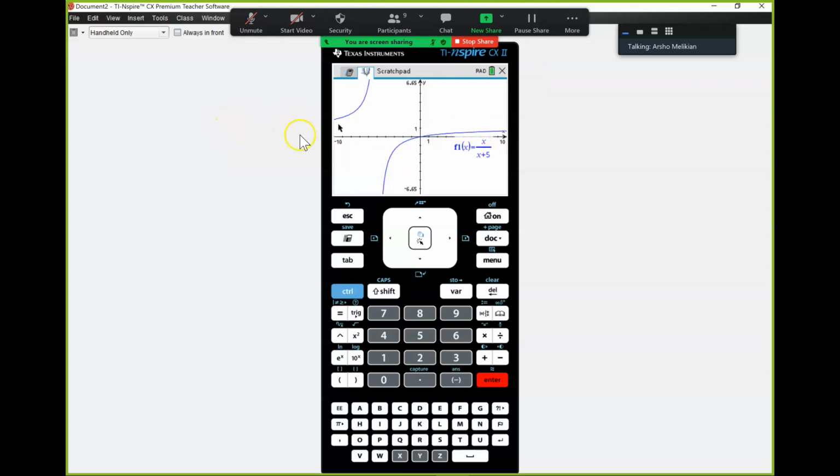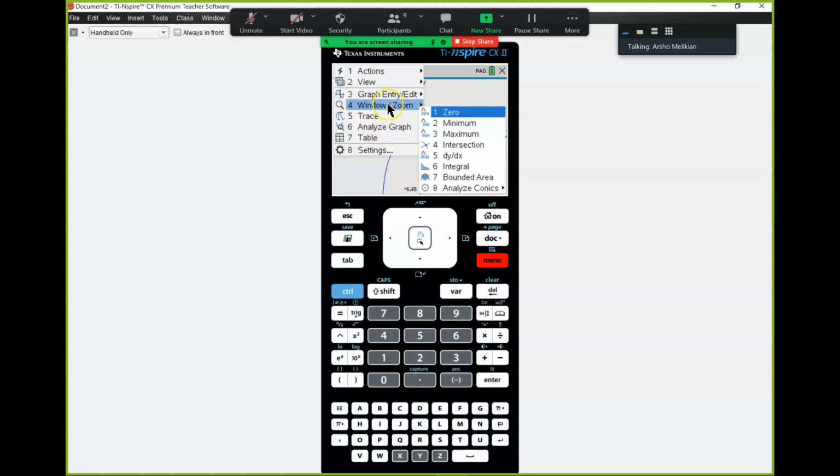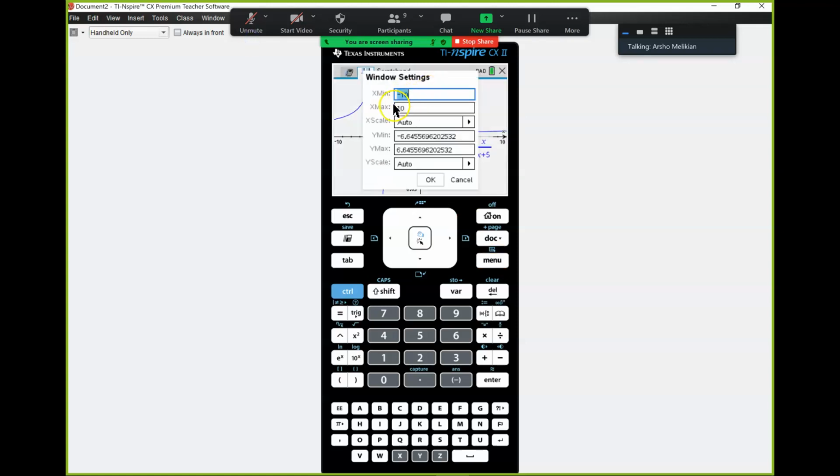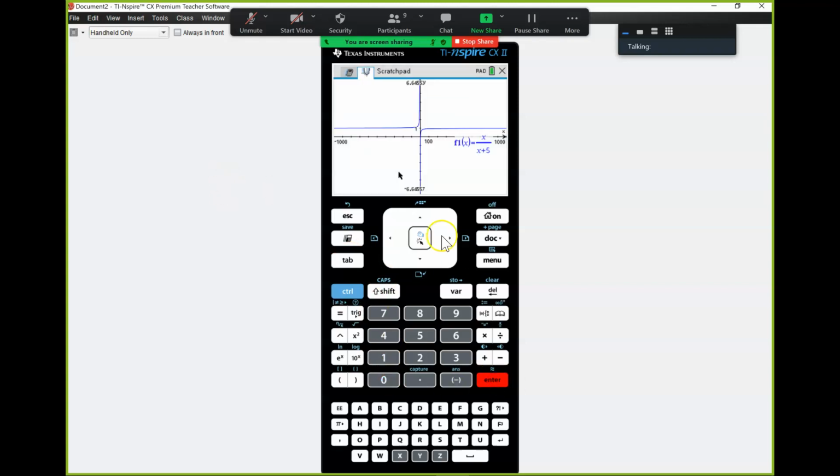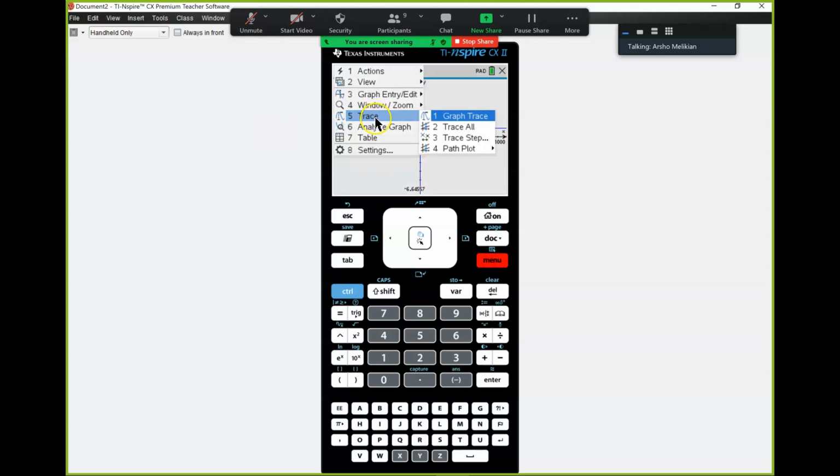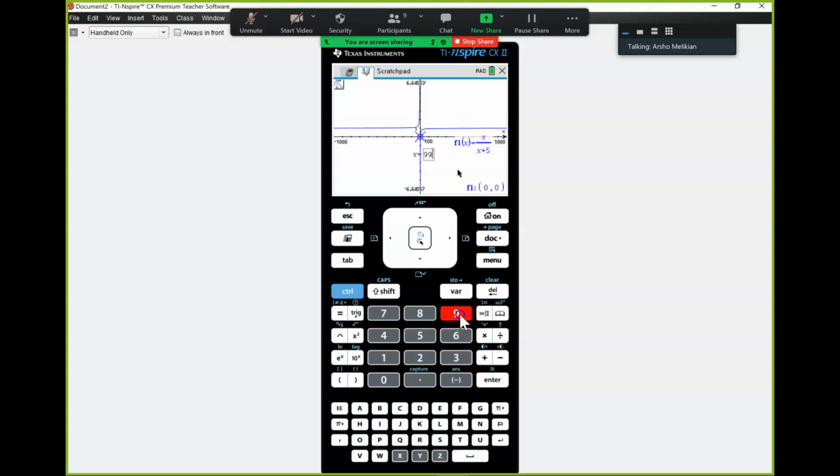Do you see that there is a horizontal asymptote situation happening here? So it's like leveling off, and then it's leveling off here. We need to figure out where that is, where it is that it's leveling off. So one way we can do that is menu, window zoom, window settings, and we can make this go from -1000 to 1000. Take a look at that. Clearly there's one value there on the y-axis that this graph will not equal. So what I can do now is menu, graph trace, and just put in here 999.